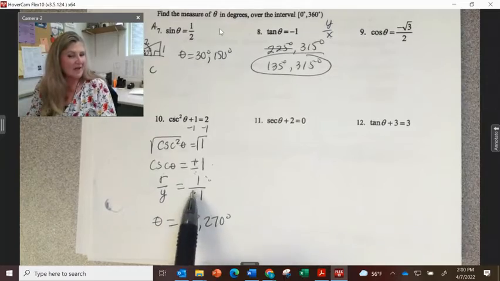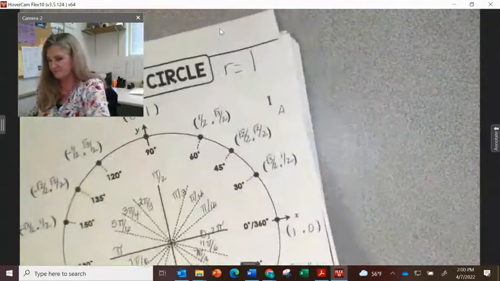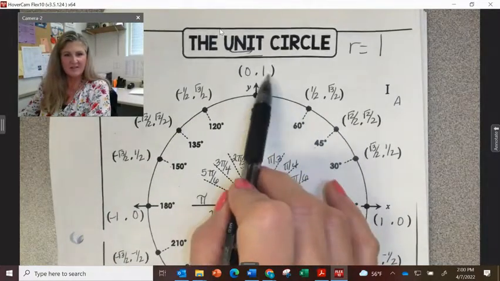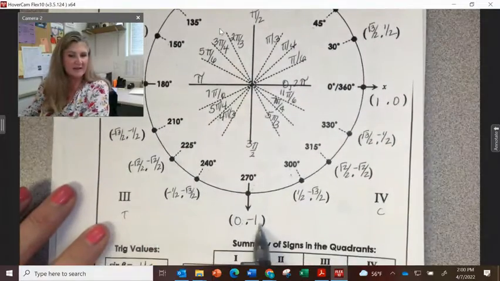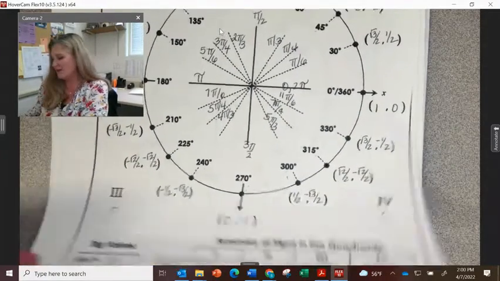Where y is positive or negative 1? Look at the circle. Look at all the y values. The only place where y is 1 is right there at 90. The only place where y is -1 is right there at 270. Make sense? Okay.